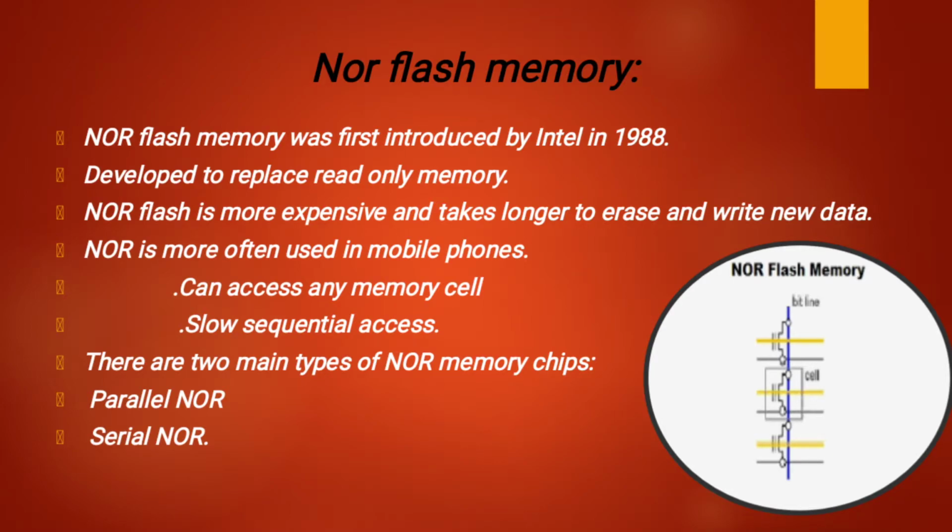Flash memory is actually more expensive, and it takes longer to erase and write new data. So they are not used for long-term data storage. NOR is more often used in mobile phones. It can access any memory cell, with slow sequential access, and there are two main types of NOR memory chips. That can be parallel and that can be serial. That depends upon the combination that is used in the NOR gate.